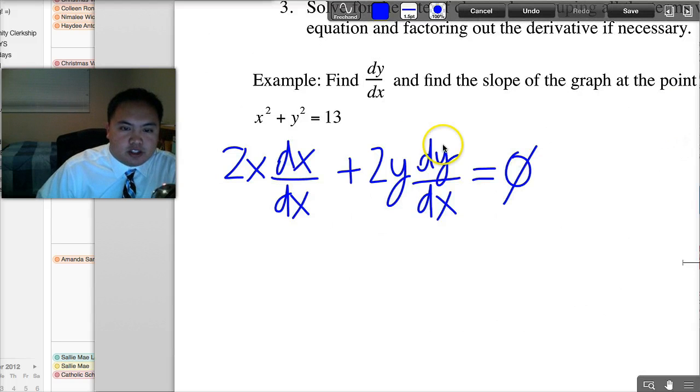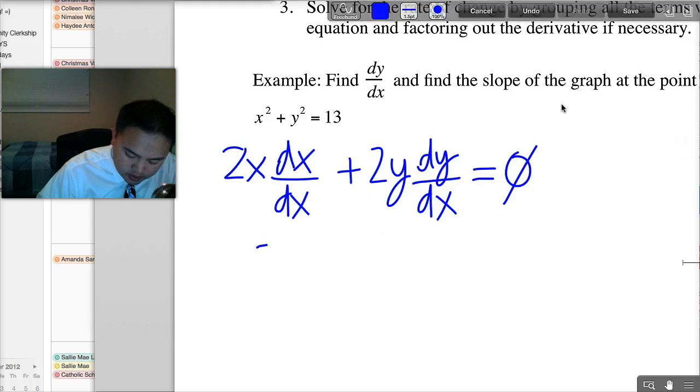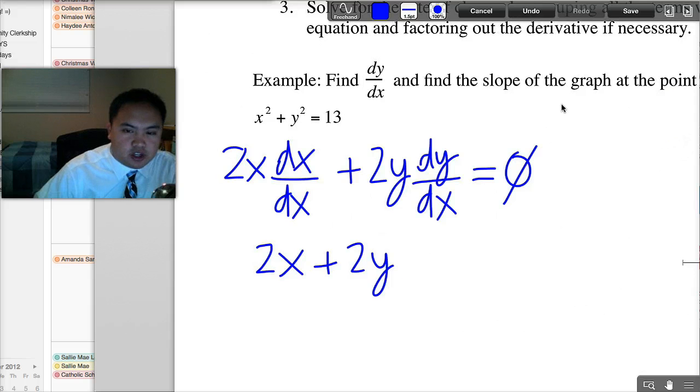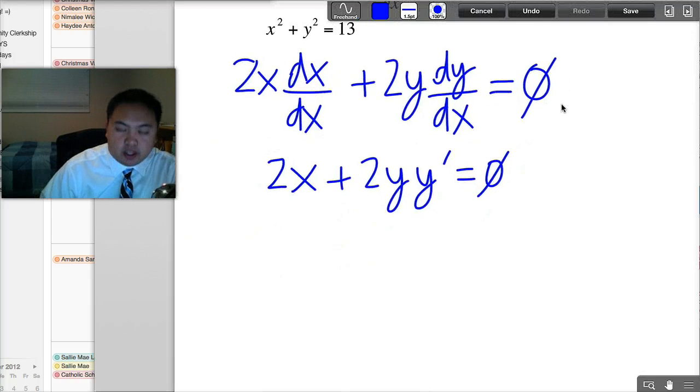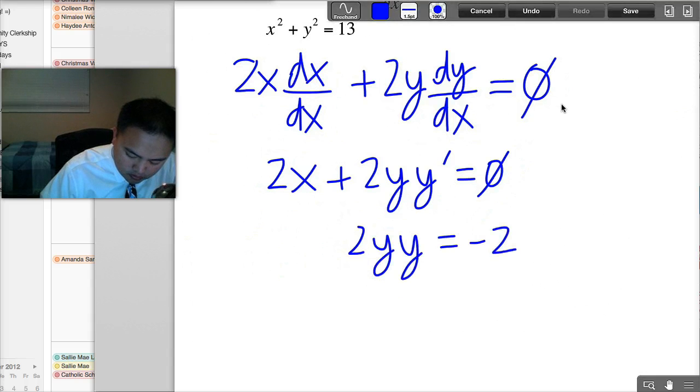Now, simplifying this, you know that dx over dx is the same thing as 1, so I'm going to leave that alone. This is now 2x plus 2y. And to make writing easier, instead of writing dy dx, I'm going to write y prime. And that still equals 0. Now, what do I need to do? The last step is I need to get y prime by itself. In some cases you have more than one, but this one only has one y prime. I need to solve for it. So first I'm going to subtract 2x from both sides. And then I'm going to divide both sides by 2y to get y prime by itself.